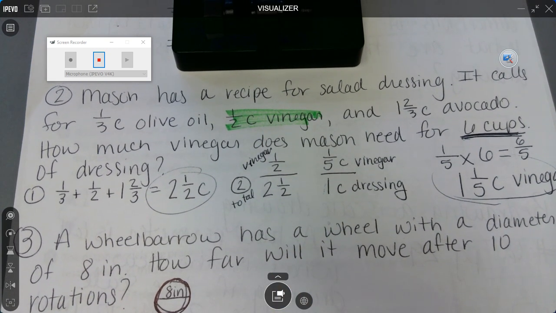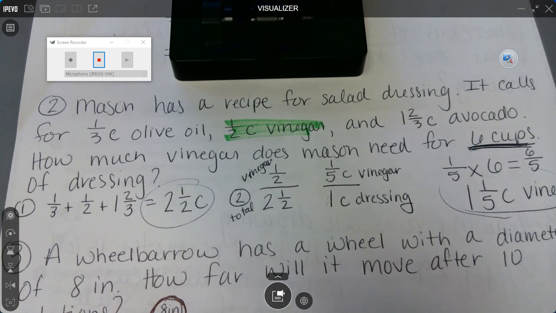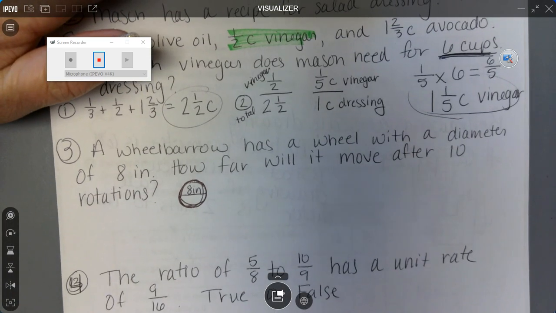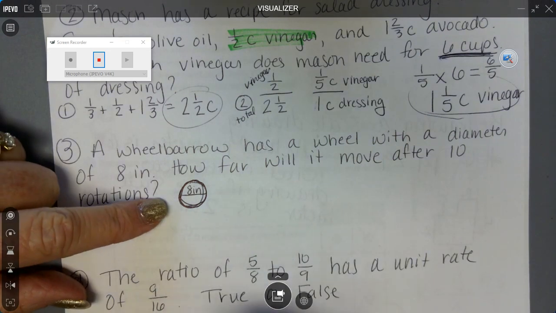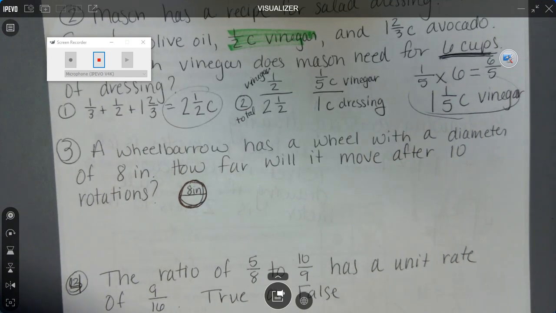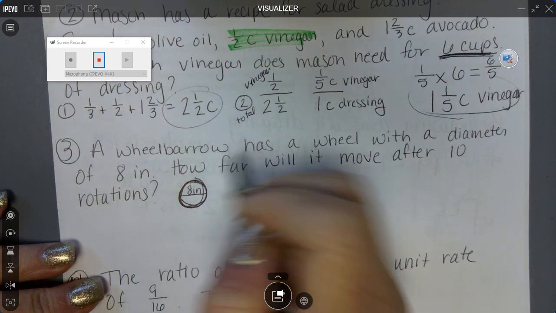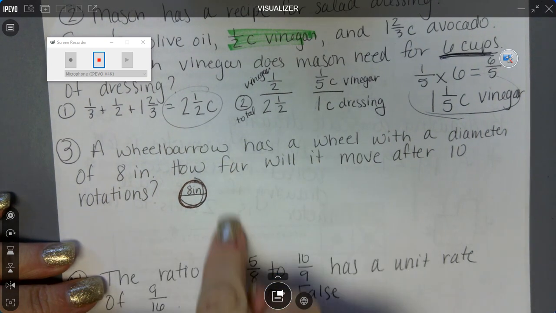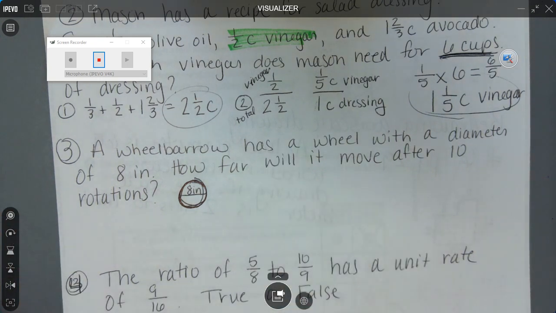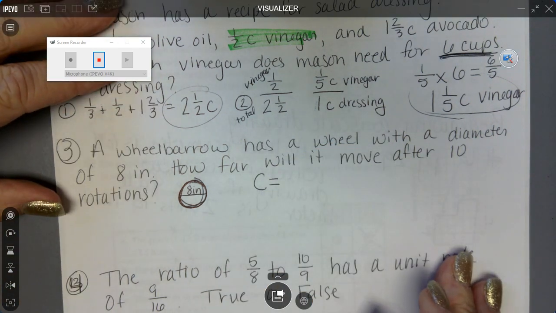So what do I first need to find? What do I need to find for this circle? Radius. No, those are components. I need to find the circumference because the circumference is the distance around the circle. And if you think about a wheel, when the wheel on the bus goes round and round, that's the distance. So who can remind me, what is the formula to find circumference of a circle?